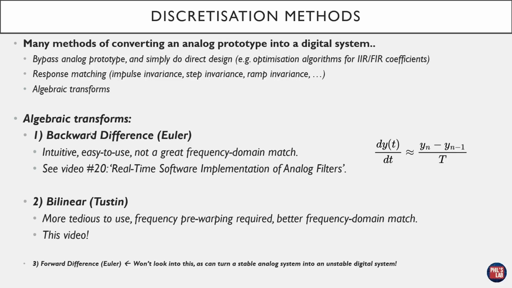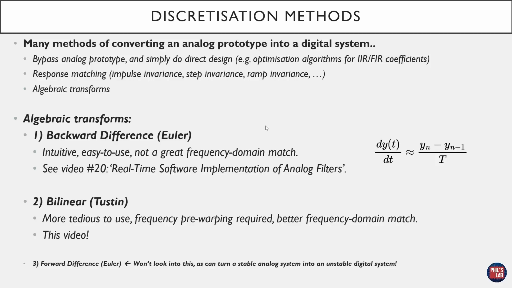And we've used algebraic transforms before, in particular the backward difference method, which is an Euler method. We've used that in video number 20, and I'd strongly suggest checking it out before we continue with this video. That video is called Real-Time Software Implementation of Analog Filters and goes through all of the steps required to implement the backward difference or the backward Euler method. The nice thing about the backward difference method is that it's quite intuitive, it's easy to use. Essentially on the right-hand side, we can see we're simply approximating a continuous time derivative with a discrete time derivative, either based on the formal definition of a derivative or using Taylor series and truncating.